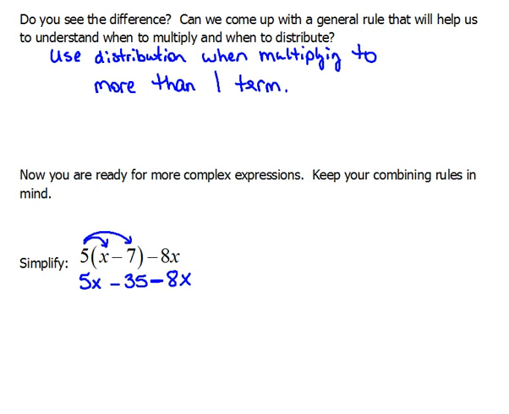So looking at this, we have some like terms. We have some x's that we can put together. So 5 of those minus 8 of those would be minus 3 x's. And then for the minus 35, we don't have any plain numbers to put it with, so that would just be minus 35. Now we cannot combine any further because those are not like terms, so that's as far as we can take that.